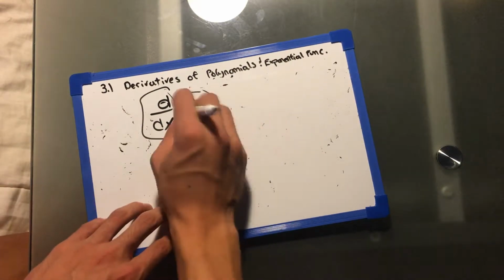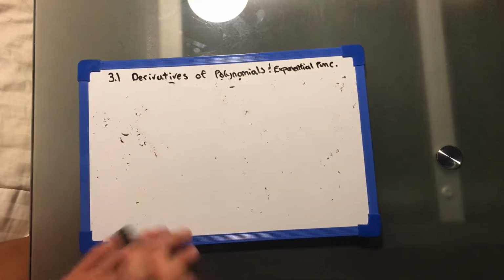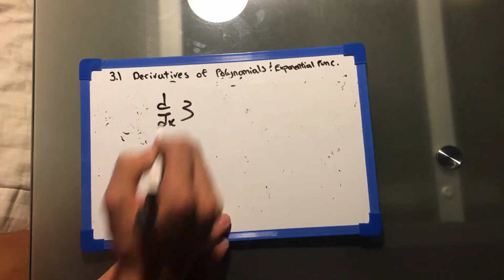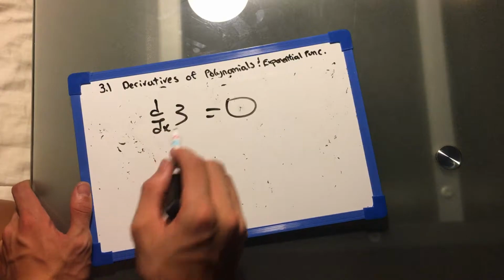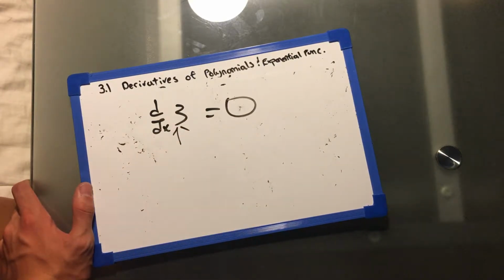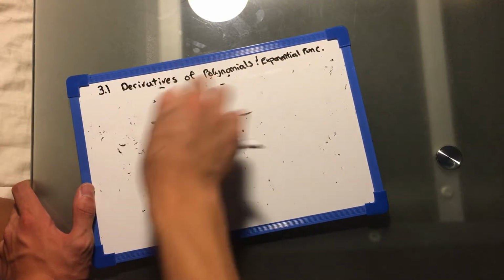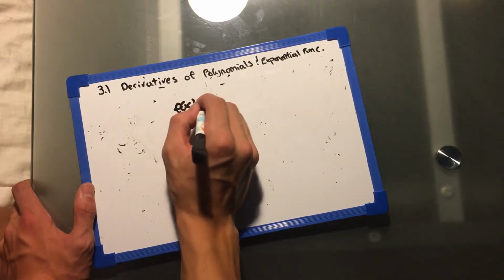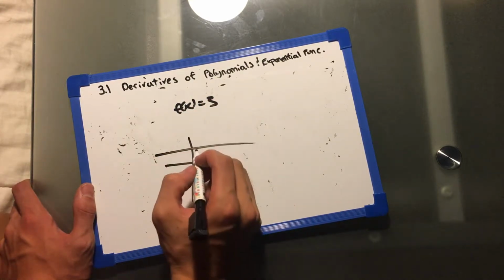So the derivative of a constant function, the derivative of 3, would be 0. The derivative of any constant is going to be 0. And to show that, use a graph. Let's just say the function is f of x equals 3.